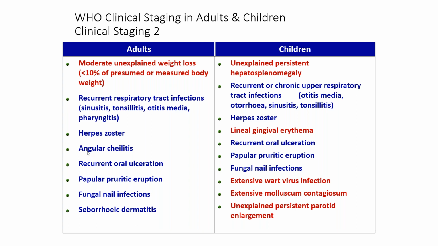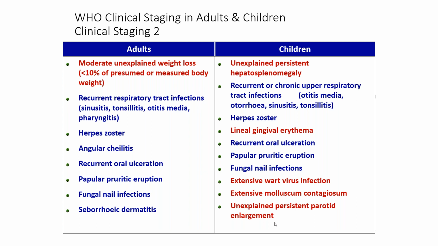Presence of herpes zoster infections, angular cheilitis, recurrent oral ulcerations, a very specific entity called papular pruritic eruptions, minor fungal nail infections, seborrheic dermatitis. All of them come under stage 2. If you see from stage 2, this patient is having some moderate weight loss and mild symptoms. So if you remember in that graph, it was on the downward curve of the symptoms.